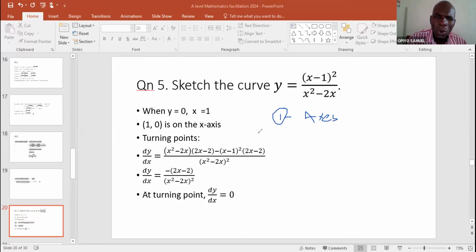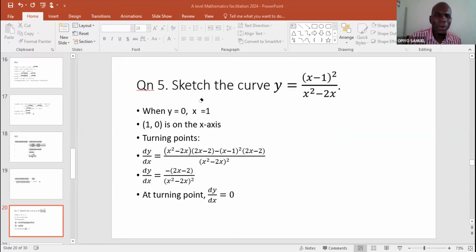That's number 1. Number 2, you look for turning points. Number 3, we shall look at lines of asymptotes. I will explain that one later. And then number 4, you can look for the regions where the curve lies. That is when you have a quadratic curve like the one given here. So let's follow one by one and see what happens.